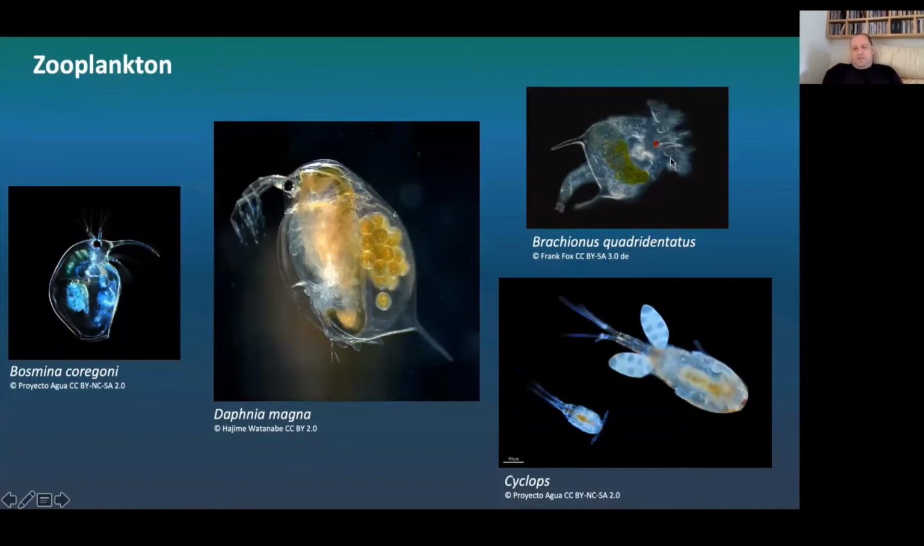This is a rotifer, a planktonic rotifer called Brachionus. You're quite likely to find this in your pond. It's another multicellular organism swimming around, same sort of idea, eats lots of algae. And then this is a copepod species, another crustacean, and it has one eye, and so of course it's called Cyclops. I love some of the Latin names of these things.